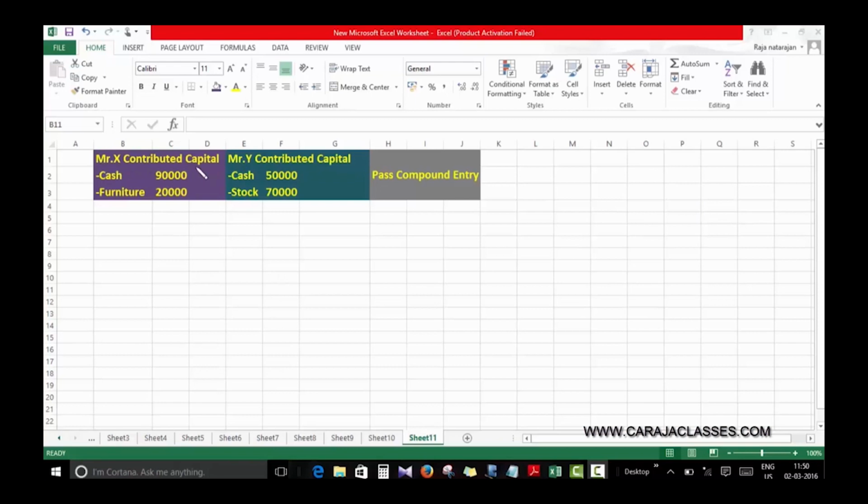Mr. X contributed capital in the form of cash 90,000 and furniture 20,000. Mr. Y contributed capital cash 50,000, stock 70,000. You have to pass a compound entry.